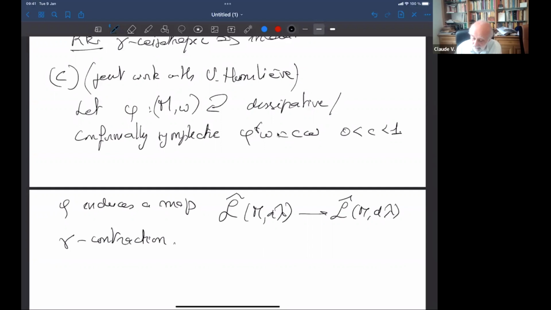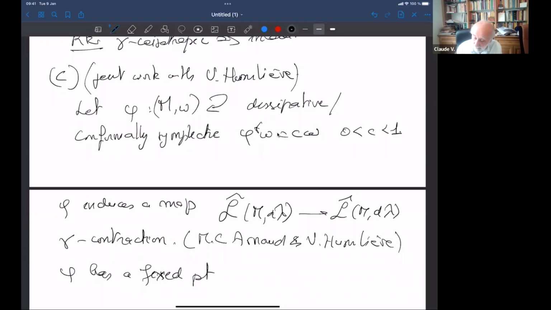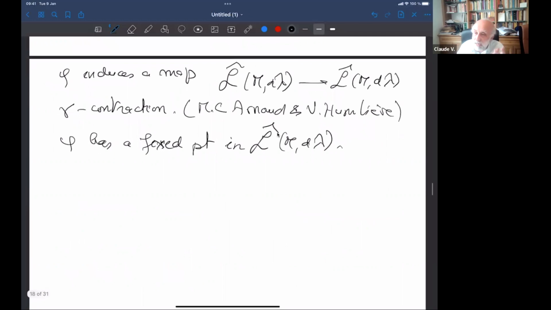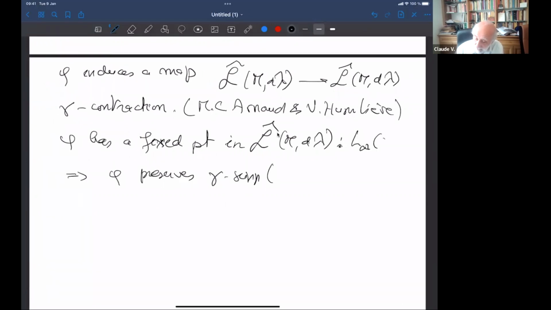And since these are complete spaces, and this remark is due to Marie-Claude Arnaud and Vincent Humilière, let's call it phi again. So this has a fixed point in L hat of M d lambda. You have a fixed point in some completion. That's maybe not so helpful, but then you can think of the gamma support. So as a result, phi preserves the gamma support. Let's call this L infinity of phi, which I will call V infinity of phi. And so this gives you an invariant set.